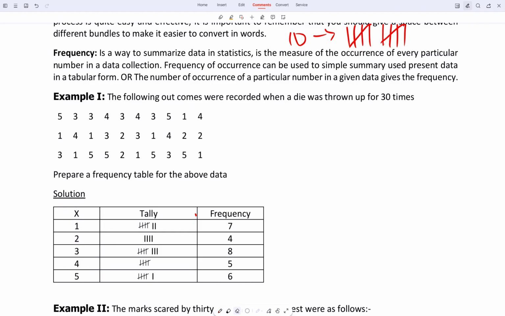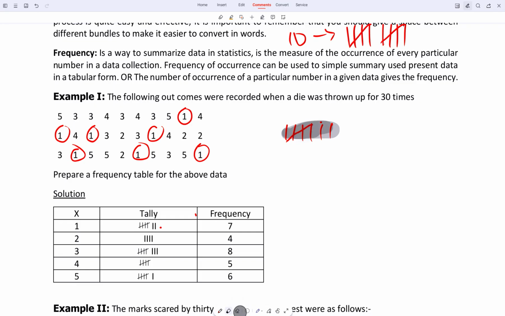Now let's count. This is the most important part. How many 1s do I have here? 1. Okay, let me mark that. So this is 1, 2, 3, 4, 5, 6, 7. I have 7 1s. So you can see the tally: 1, 2, 3, 4, 5, 6, 7. So that is what you can see here. Can you see that now? That is exactly 7.